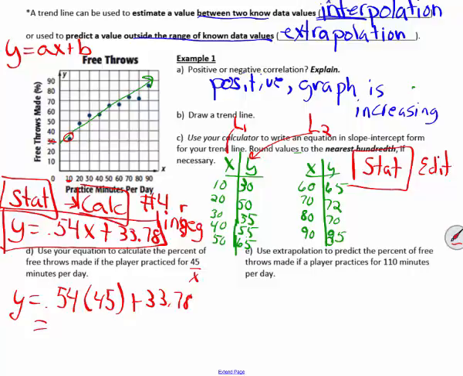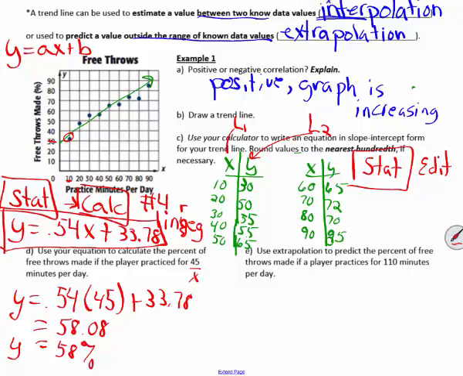So 0.54 times 45 plus 33.78 gives me 58.08. I'm going to round that to about 58%. So if they practice for 45 minutes, they should make about 58% of their shots. This is interpolation because it's in between. We were looking for 45 minutes, which is somewhere in between on the graph here.